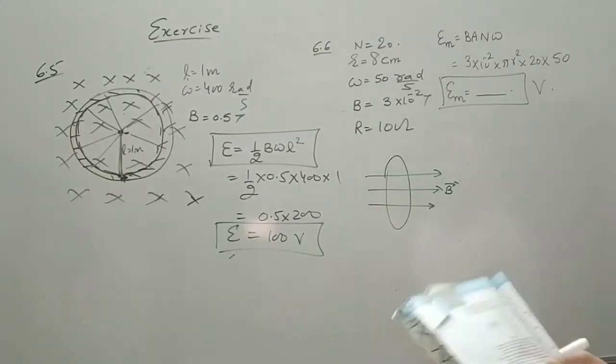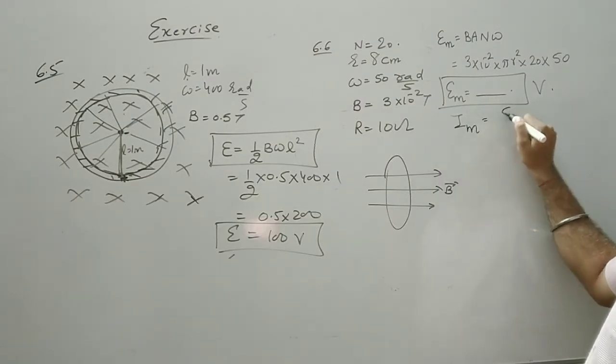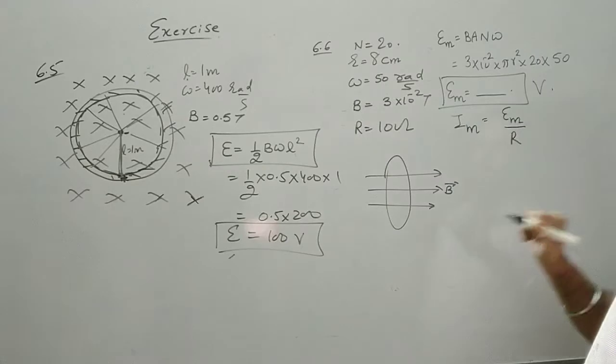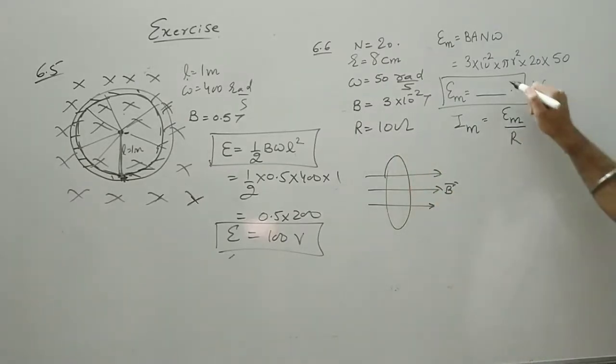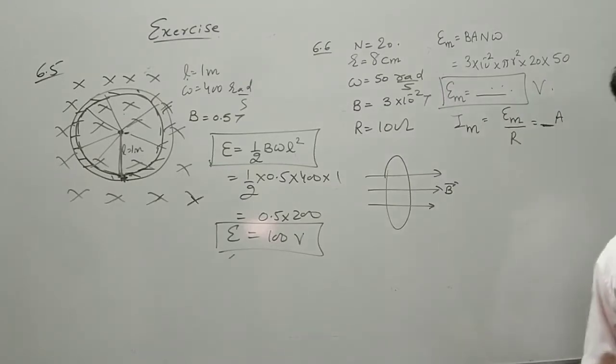Now we have to find out the maximum current. So the maximum current will be equal to maximum EMF induced upon resistance R. So whatever answer you get here, divide it by 10. This much ampere of current will flow in this loop.